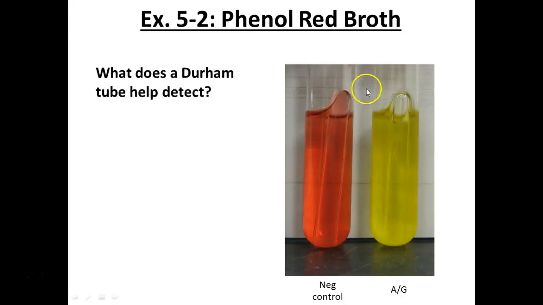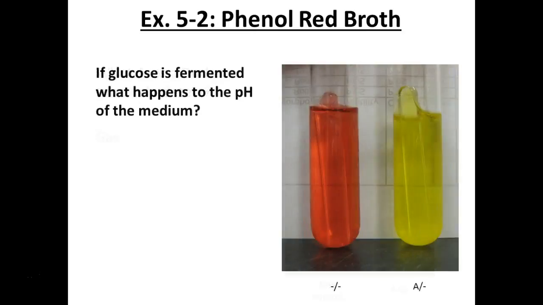What is the Durham tube? That's the name of this little tube inside. What does it help us detect? Gas production. We don't know whether it's carbon dioxide or hydrogen, but we know it's got gas. That's where your gas comes from too, by the way, y'all. When your microbes in your gut ferment, they produce gas.